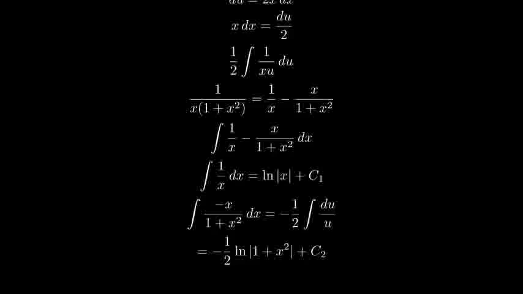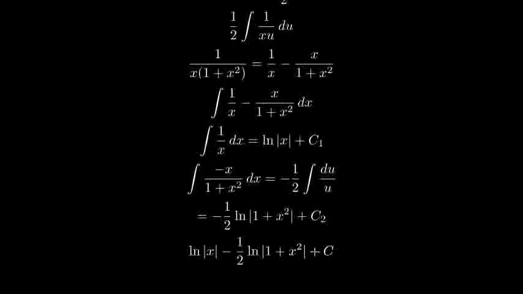This simplifies to negative 1/2 times the integral of du over u, which results in the natural log of the absolute value of u, plus another constant c2. Simplifying further, this equals negative 1/2 of the natural log of x squared plus 1 plus c2. Finally, summing the two integrals gives us the complete solution to our original integral.